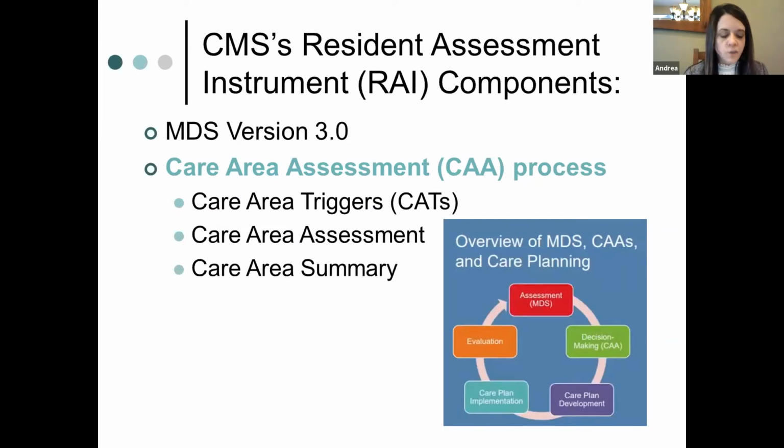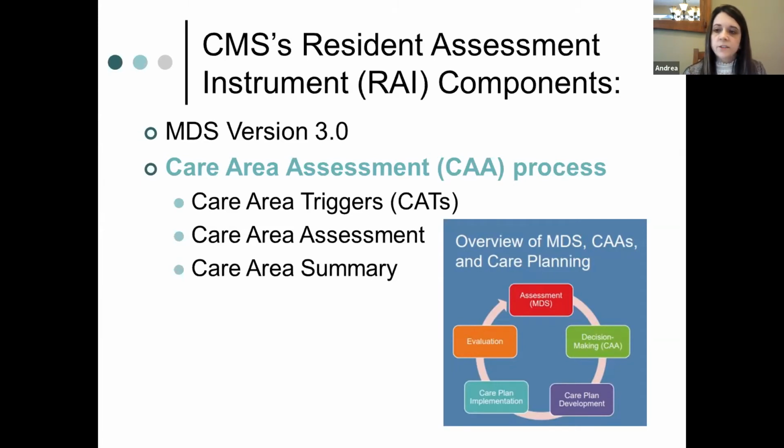And so from here, the RAI Manual will address the care area assessment, or the CAA process, what we're going to do next. Did we trigger something in Section K? Was there significant weight loss or gain? Did we trigger a therapeutic diet? Did we have any IV fluids, or was the resident on a tube feeding? Was there BMI, underweight or overweight per the standards of the RAI Manual?